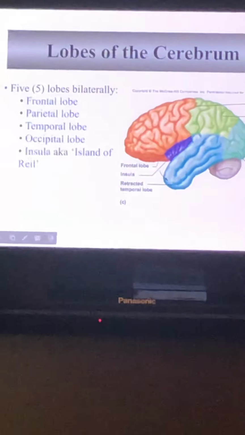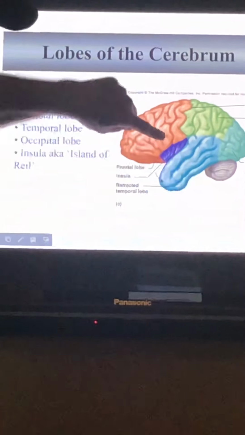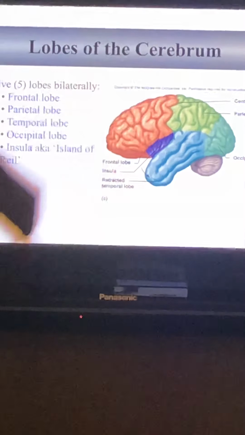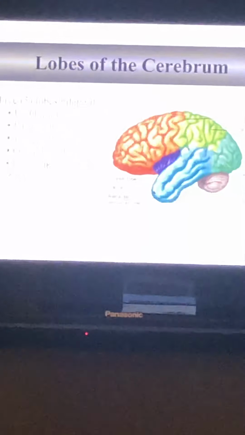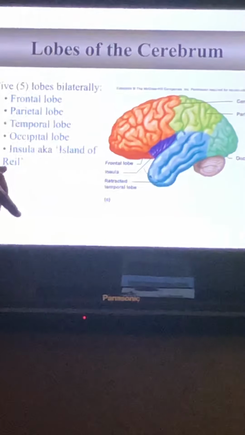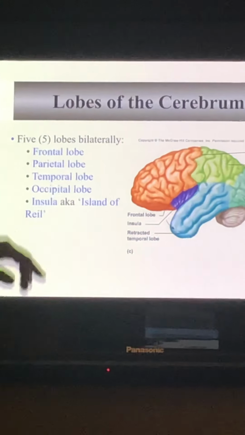And one thing we didn't cover in the lab is if you peel back the temporal lobe, there's a little more cerebrum inside there, and that's what is called the insula. That's actually on your chart. Sometimes called the Isle of Reil. This says Island of Reil. We call it the Isle of Reil.